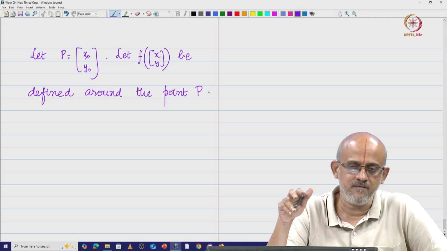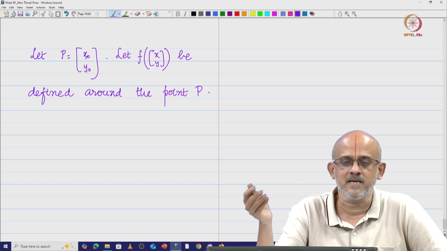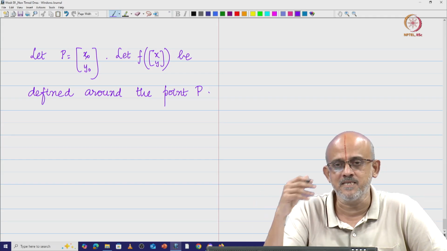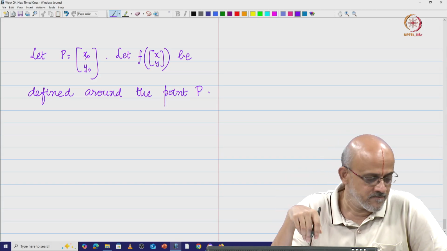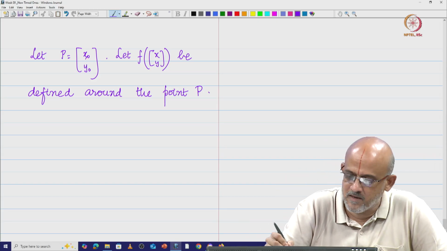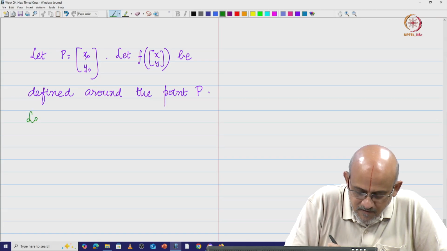We are operating in R3 where the 2 independent variables x and y are taken to be the input variables, and z is the dependent variable along which you have your function to be plotted. So I have this. Now I am going to define one more vector.